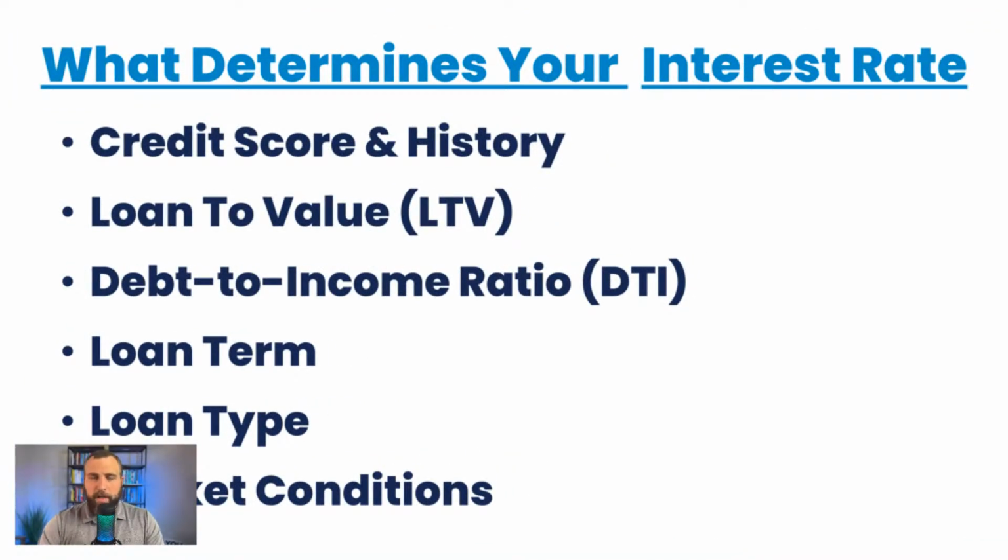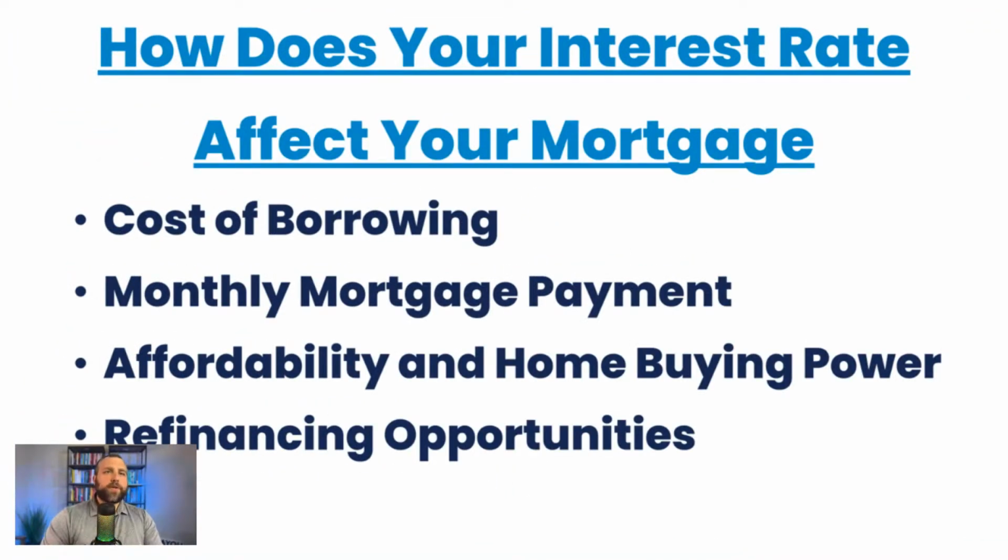All right, moving on. How does your interest rate affect your mortgage? Well, we just kind of talked about it, but let's jump in. Number one, it affects the cost of borrowing money, right? And this is a big one. You borrow $300,000 at a 7% interest rate, you pay back $750,000. And I'm just throwing a number out there. I don't know what it would actually be, right? You borrow $300,000 with a 3% interest rate, you pay back $600,000, right?